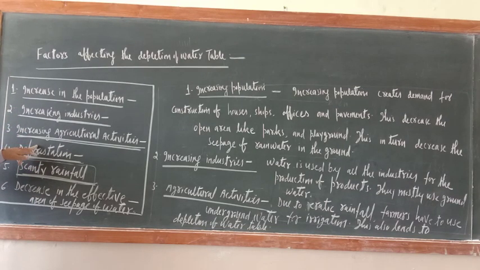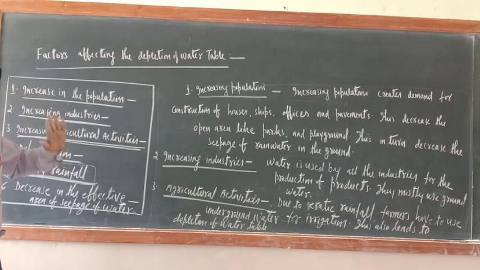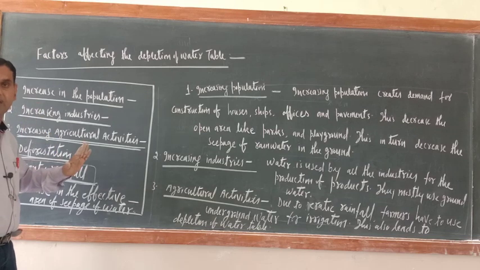Now if deforestation is there, who is bringing rain to us? Forest only, plants only, trees only. They are responsible for rainfall. If forest won't be there, rainfall will not be sufficient. Scanty rainfall means less than requirement, not sufficient rainfall.